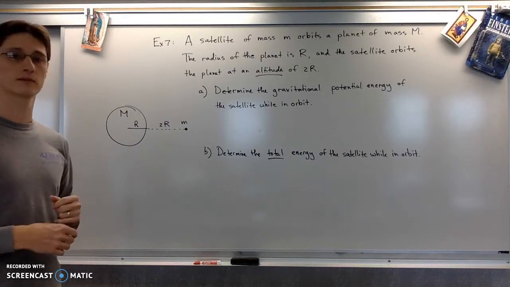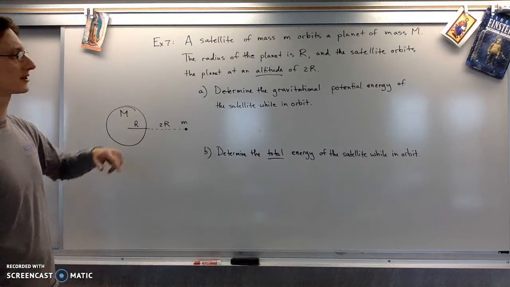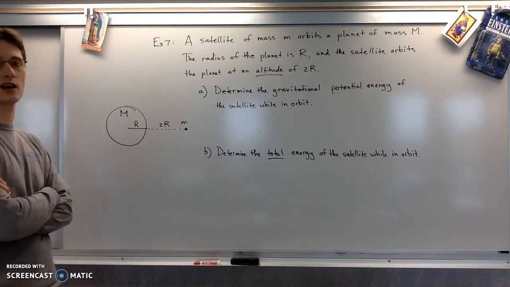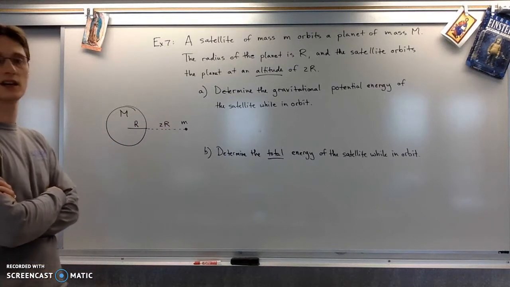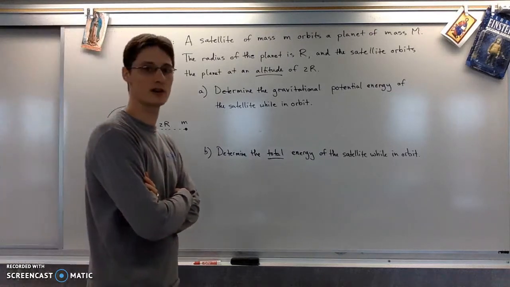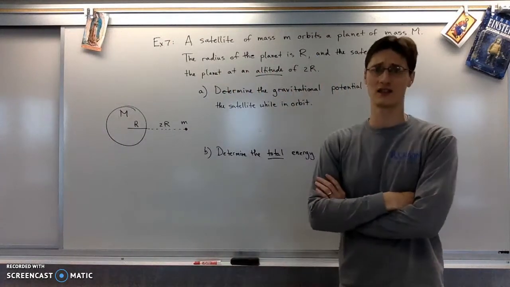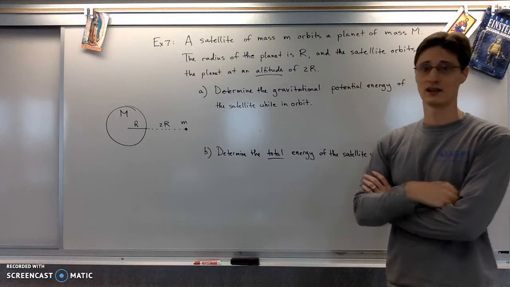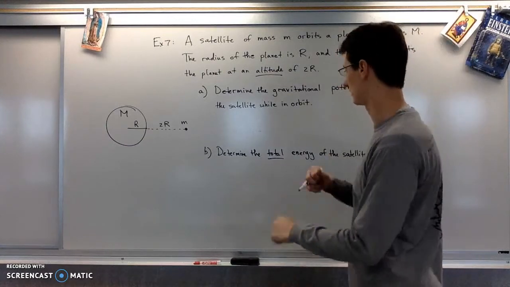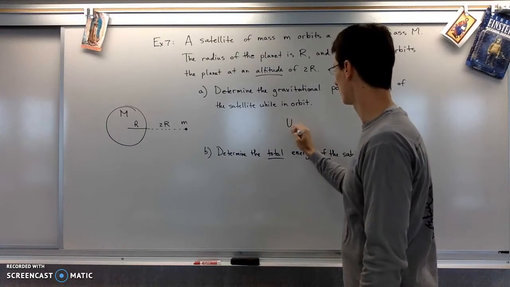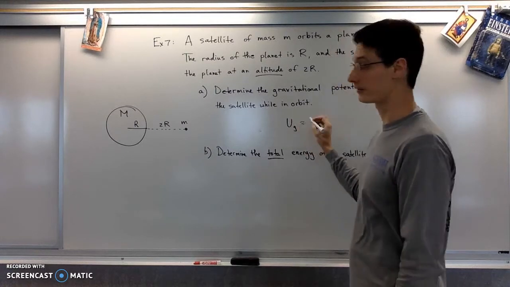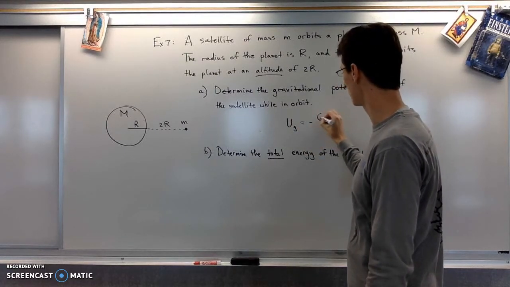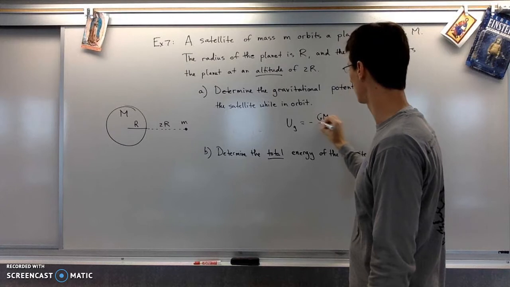All right, the first question, determining the gravitational potential energy of the satellite while in orbit, is extra super straightforward. If it just says calculate the gravitational potential energy, that's just use the formula. Of course, we have to use our new formula of negative GMm over r.